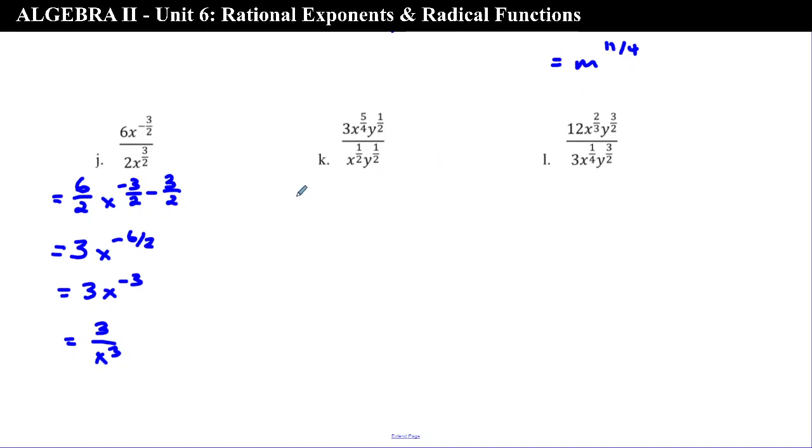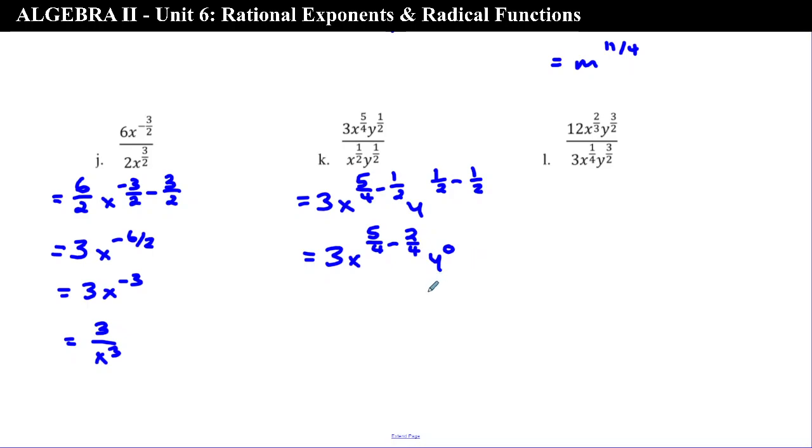For k, we only have the one coefficient, that's 3. Then we have x to the 5/4 minus 1/2, y to the 1/2 minus 1/2. So we end up with 3x, we need to get a common denominator here, 5/4 minus 2/4. Y to the 1/2 minus 1/2 gives us y to the 0. But of course we know anything to the 0 power is just 1. So we end up with 3x to the 5 minus 2, which is 3/4.